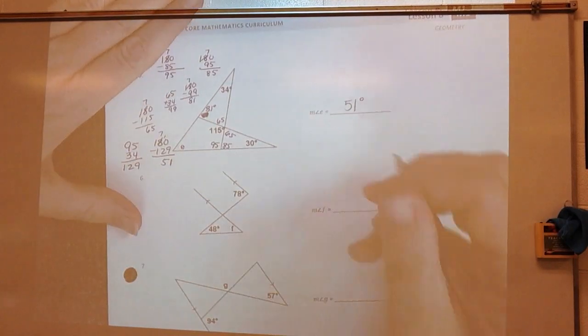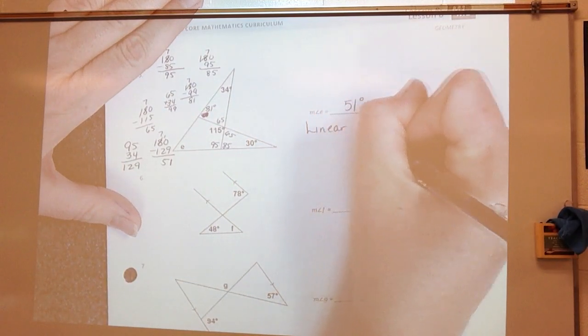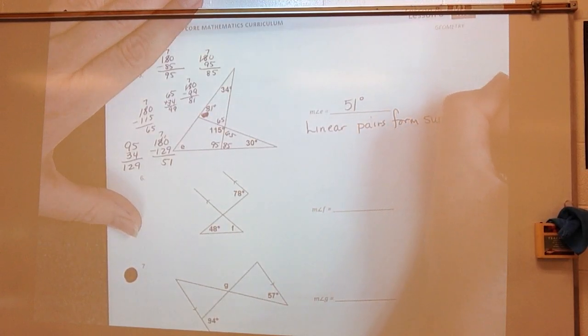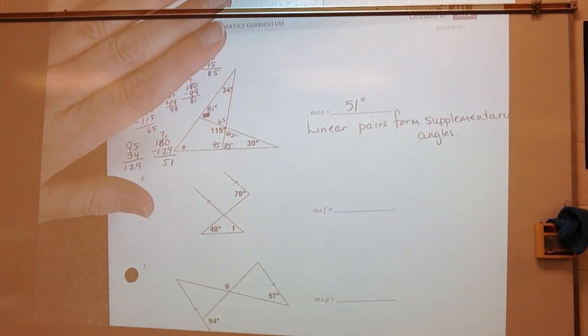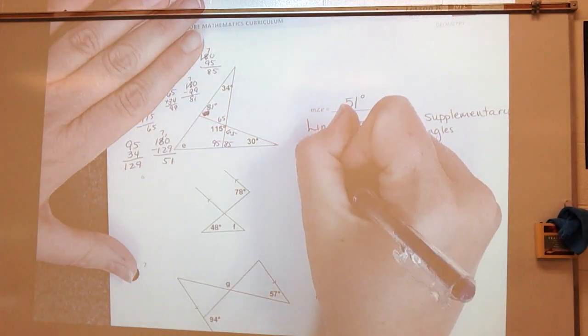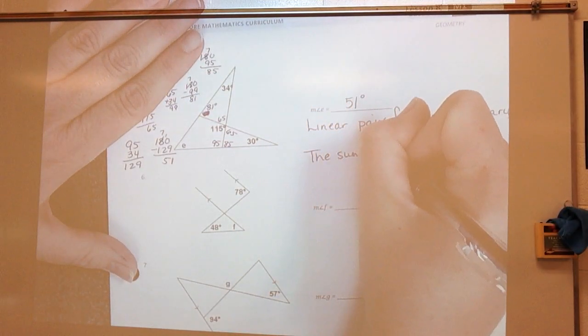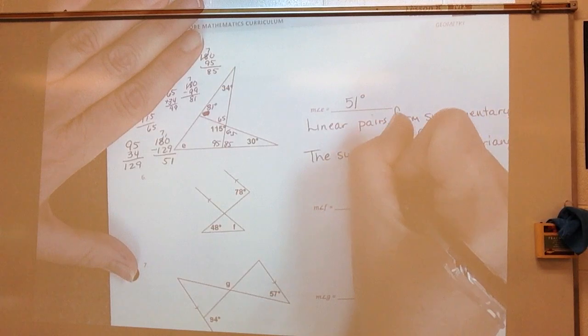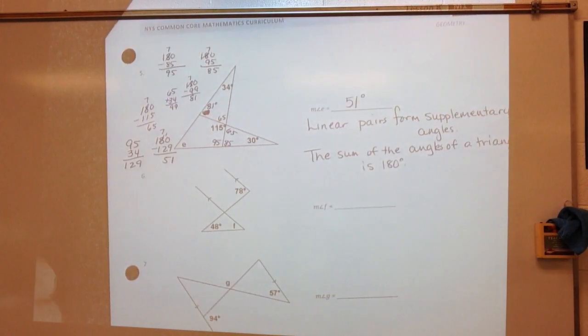All right, so we used linear pairs, which form supplementary angles. All right, and we used the sum of the angle measures of a triangle is 180 degrees. Okay, so we used that.